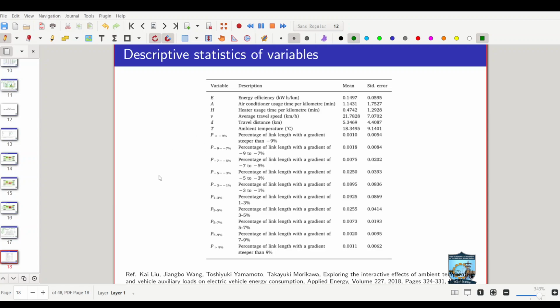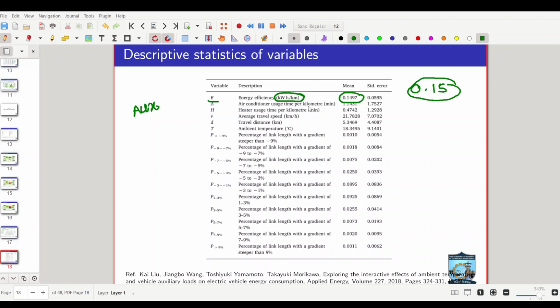So what is the purpose of this research? This research is actually showing how the ambient temperature and the use of auxiliaries like ACs, air conditioning, affect the electric vehicles. So energy efficiency in kilowatt hour per kilometer. So this unit we have been using from the very first slide. Okay. So here in this case is 0.14. So as we have seen, for our case it was 0.15 practically on Indian roads. This is nearly similar to that.